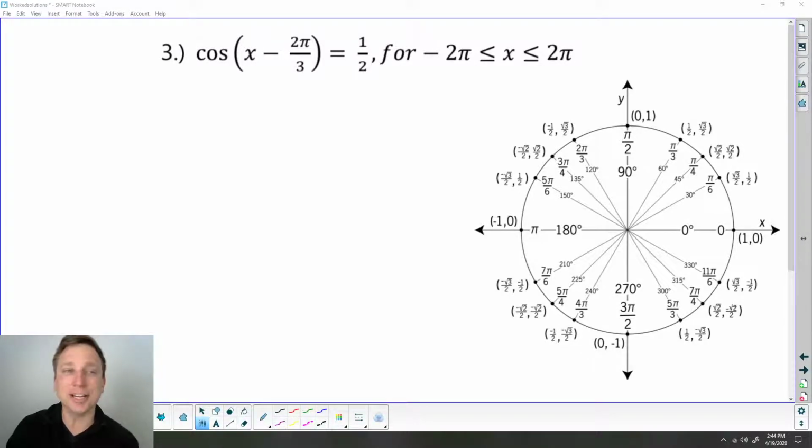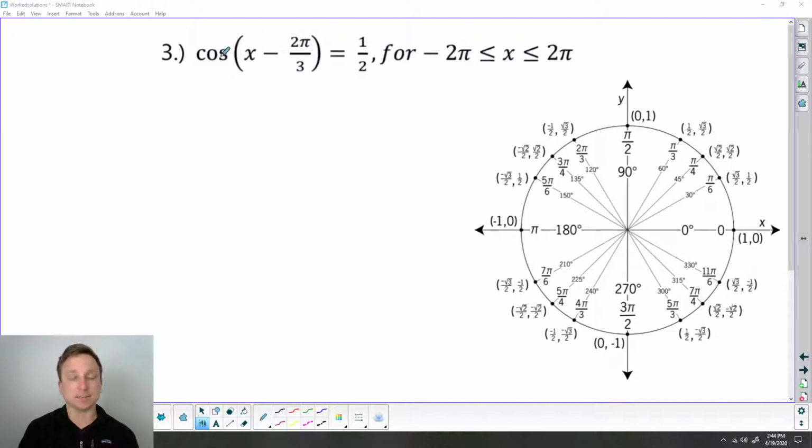All right, hello again. In this video, we're working through number 3 of the practice set of questions for this week, actually the second part of the practice set, which I'm calling more complex trig equations because there's other things happening here. So looking at this, we want to solve for what values of x, where we take the cosine of x minus 2/3 pi, result in a value of 1/2. And we're looking at x values between -2 pi and +2 pi.